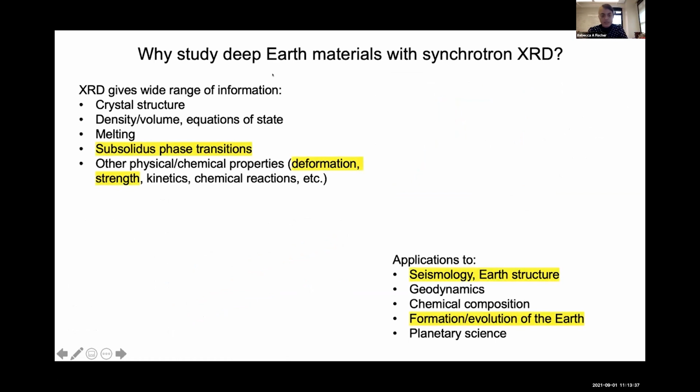So for the sake of this talk today, we're going to be focusing on a subset of these, specifically subsolidus phase transitions, deformation and strength, to learn more about seismology and Earth structure, geodynamics, and formation and evolution of the Earth.